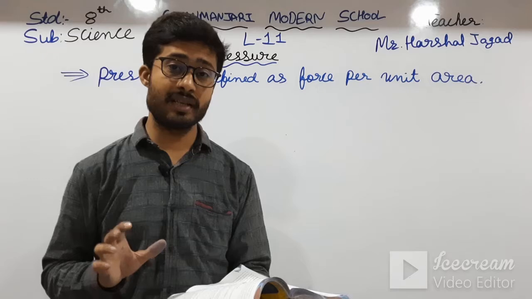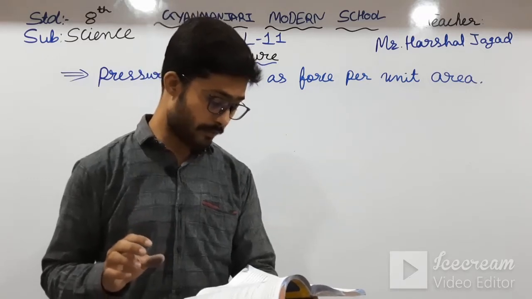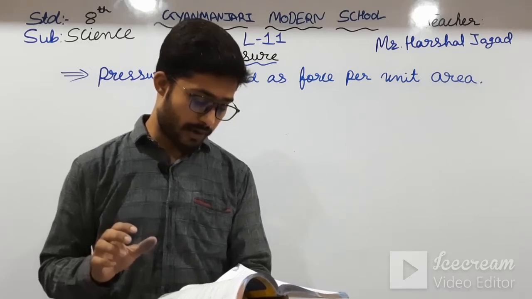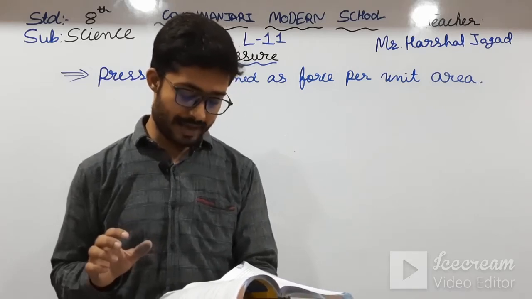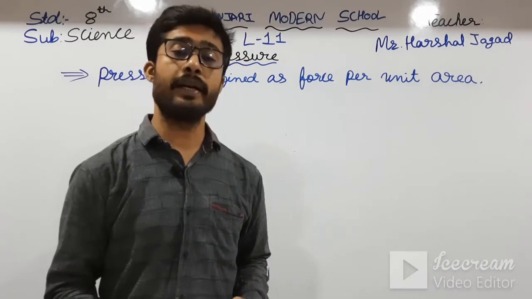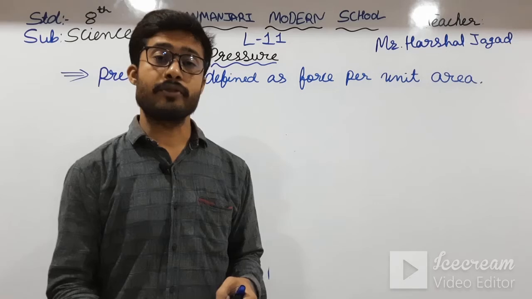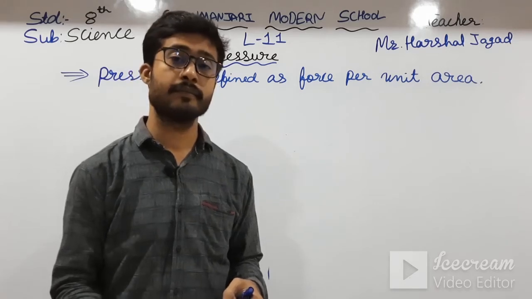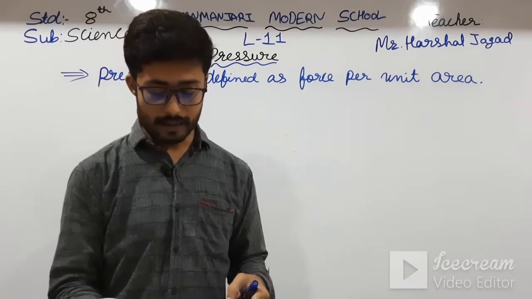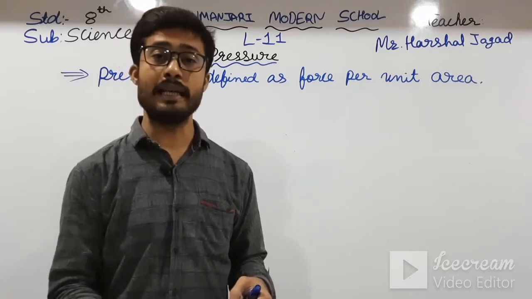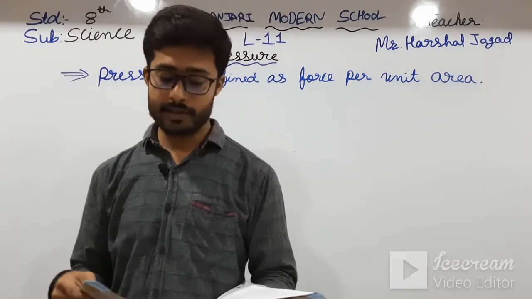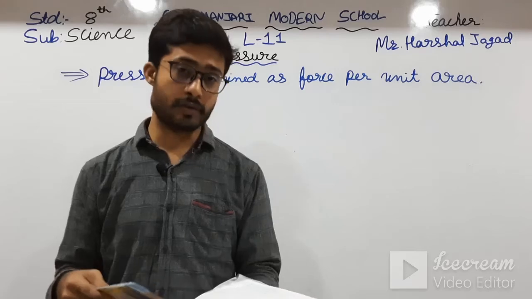What is atmospheric pressure? Atmospheric pressure is defined as the pressure exerted on an object by the weight of the air above it. Please repeat with me. Atmospheric pressure is defined as the pressure exerted on a body by the weight of the air above it. Okay students, this is the definition of atmospheric pressure.